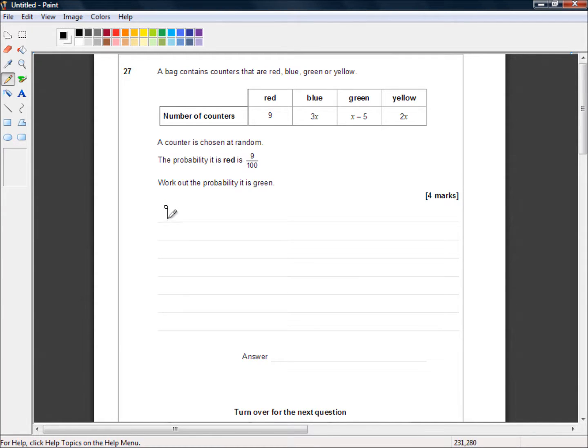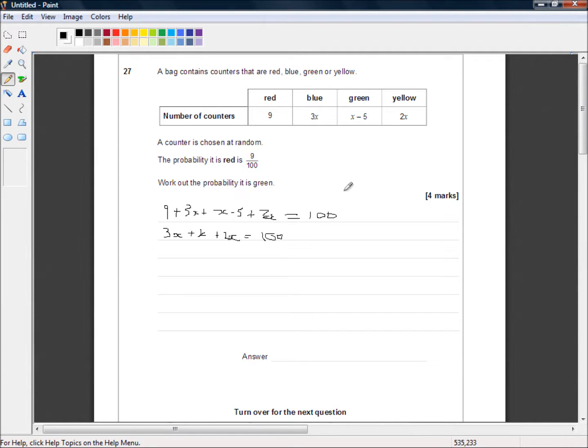In other words, 9 plus 3x plus x minus 5 plus 2x is equal to 100. If we gather all the x terms together and all the number terms together, we're left with 3x, which we're going to keep on the left, plus x plus 2x is equal to 100.